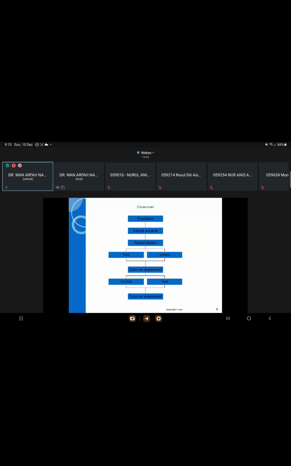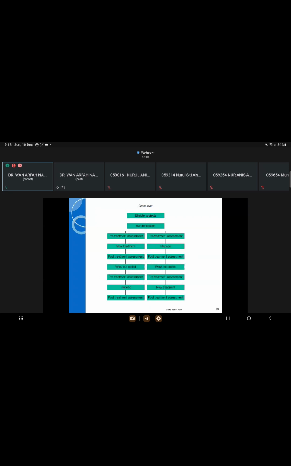Another type is the crossover design. This one is a bit complicated because, for example, group A receives the new treatment and the other group receives placebo. After finishing the treatment, you do the washout period, and then you need to swap. This crossover is better compared to the parallel design. However, it is quite complicated, in terms of the design itself and the statistical test. So crossover is actually tough to do. However, it is better compared to the normal parallel RCT.